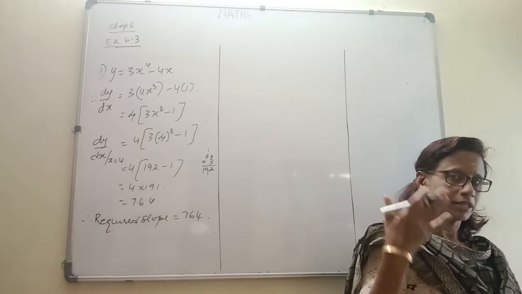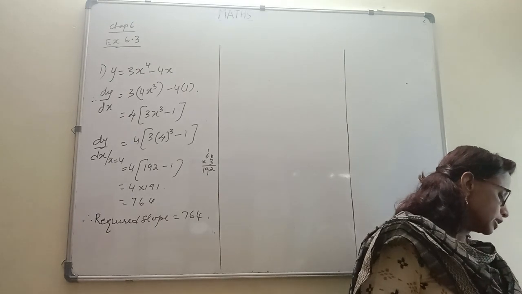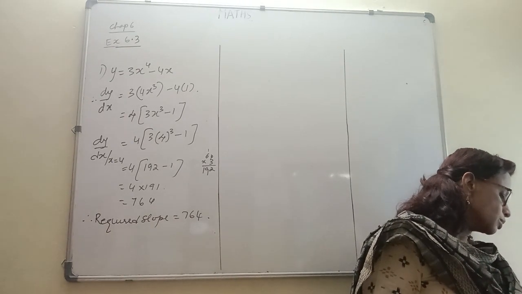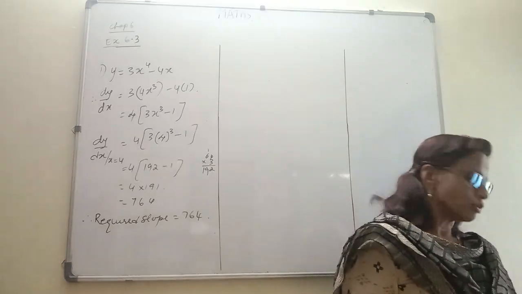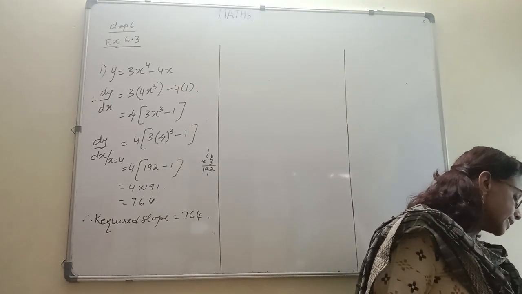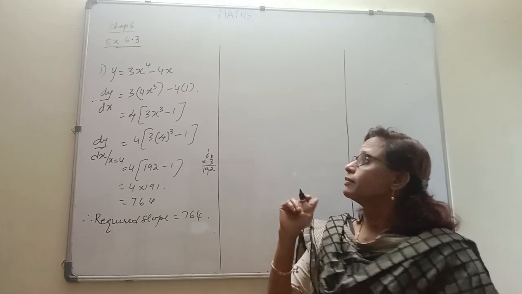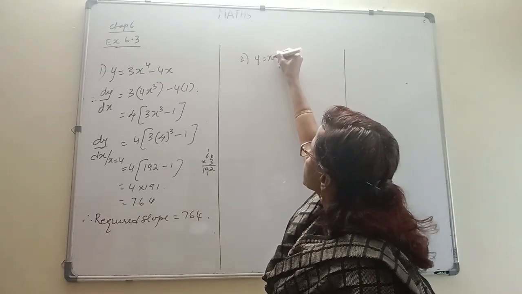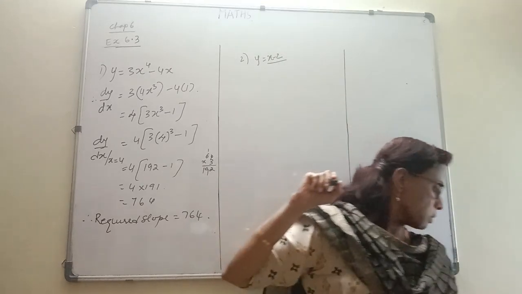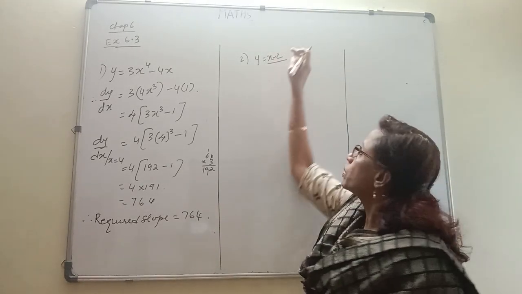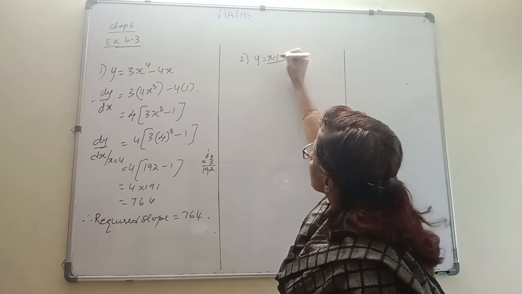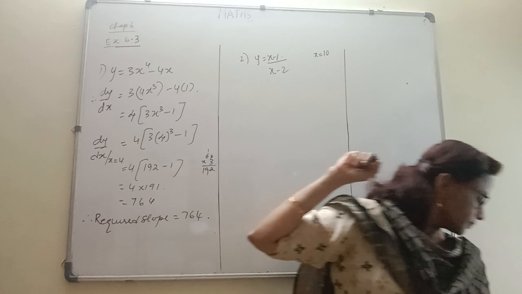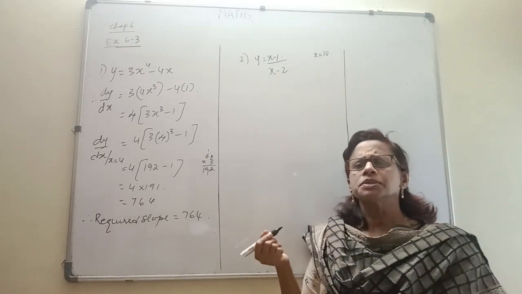Same question, the nature is the same. Find the slope of the tangent to the curve y equal to x minus 1 by x minus 2 at x equal to 10. X is not 2, they have ensured, and x is 10. So they give us a curve. The curve is y equal to x minus 1 by x minus 2. So let's proceed now as usual.